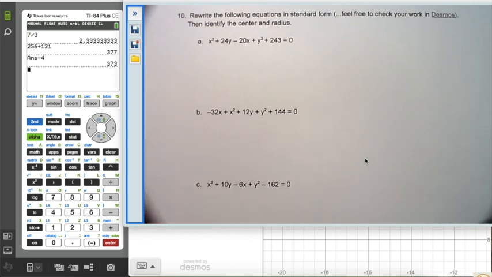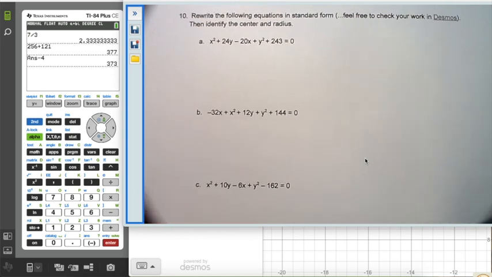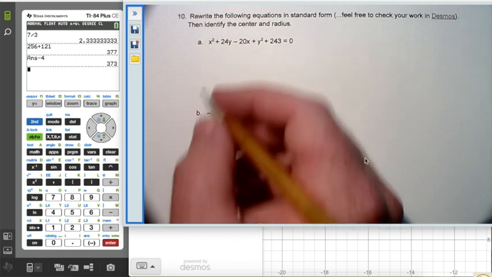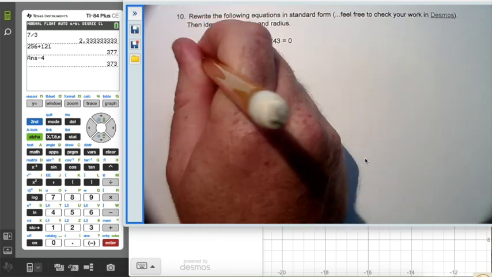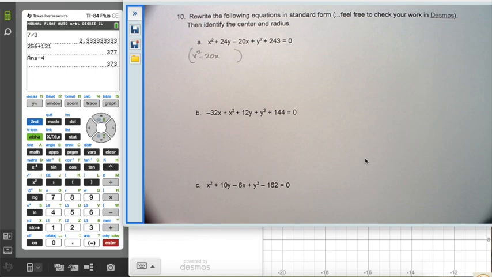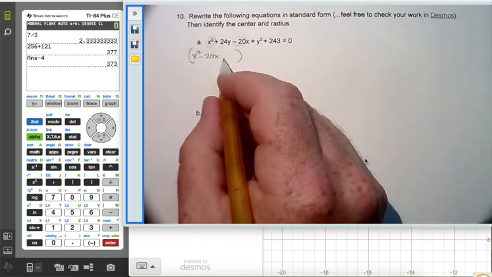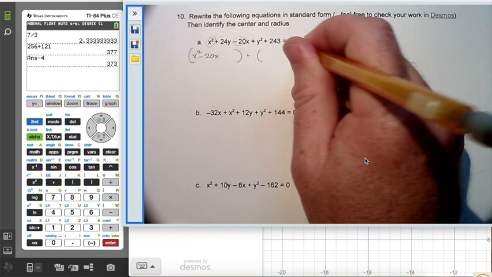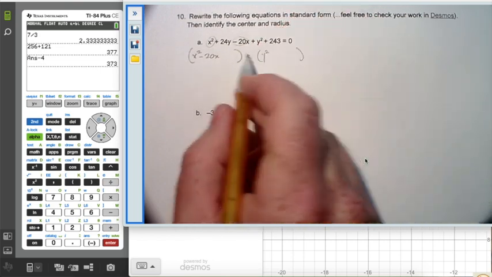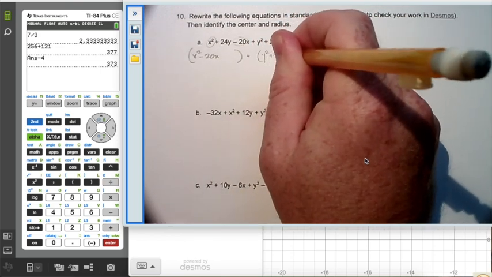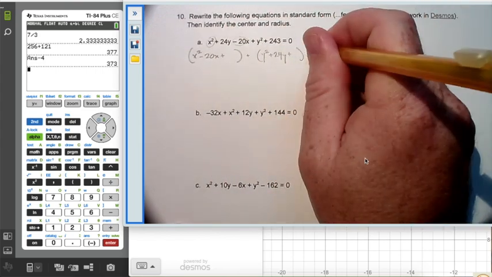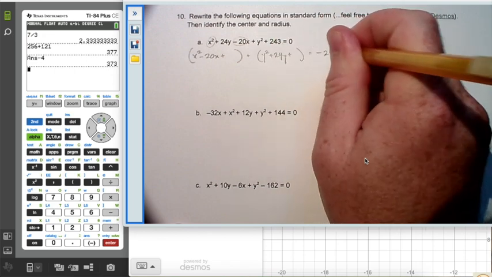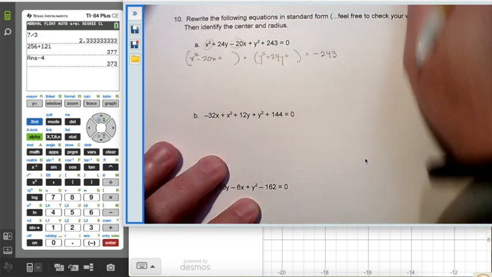All right, so let's do it again. But backwards. This time we're going to take a general equation and flip it into standard form so we can see what the center and radius are. The technique for this is we're going to group all the x terms together, so x squared minus 20x, and then leave a big space because we're going to complete that square in a minute. We're going to group the y terms together. Y squared and 24y are going to go in parentheses, then again leave a space. We're going to complete the square there as well. And then I usually just kick the 243 to the other side and call it negative 243.